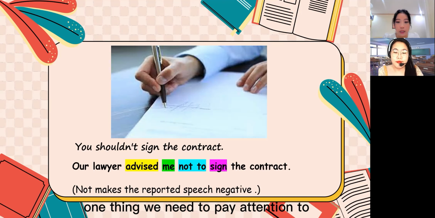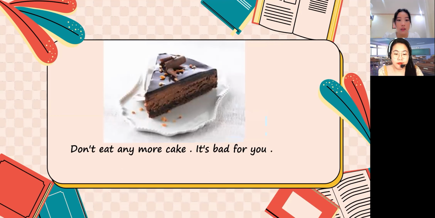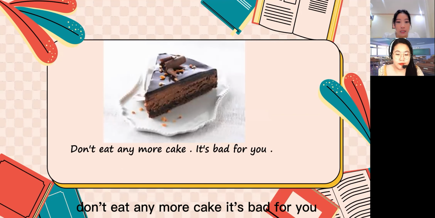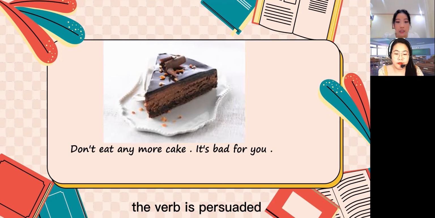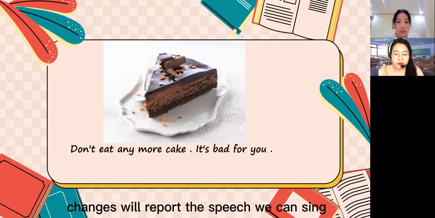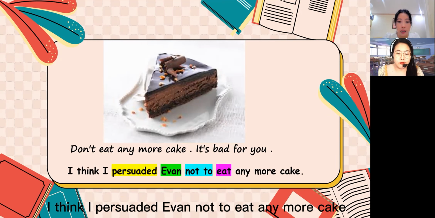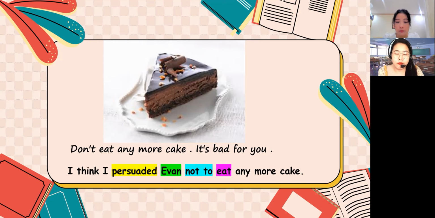One thing we need to pay attention to, the not here makes the reported speech negative. Next, don't eat any more cake. It's bad for you. The verb is persuaded. I is the indirect object and eat is the original form of the verb. Changing to reported speech, we can say, I think I persuaded Evan not to eat any more cake.